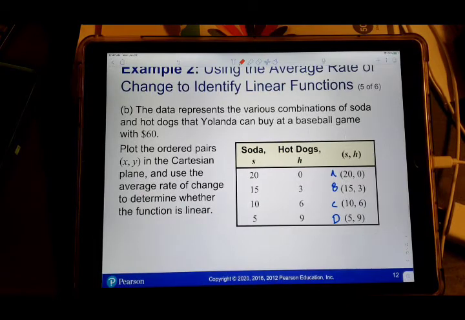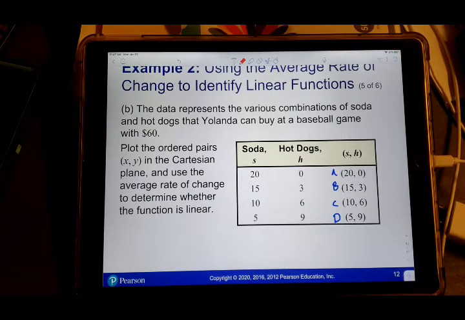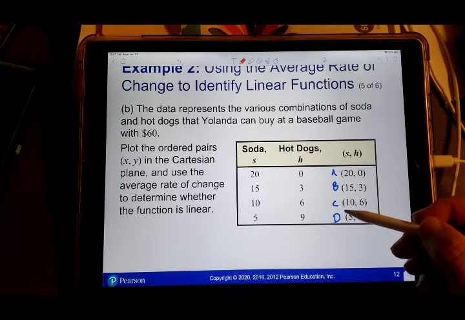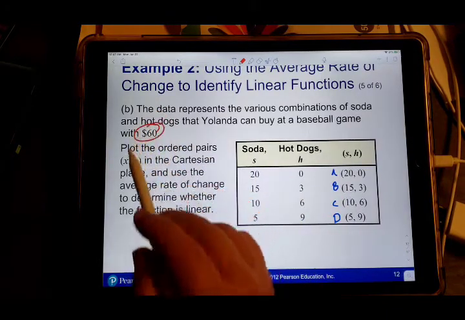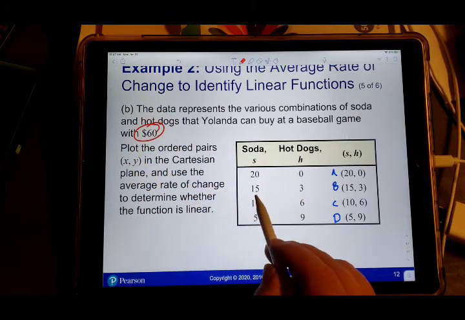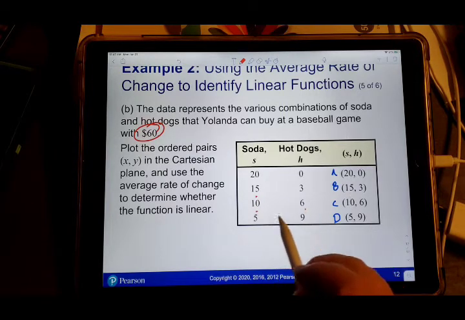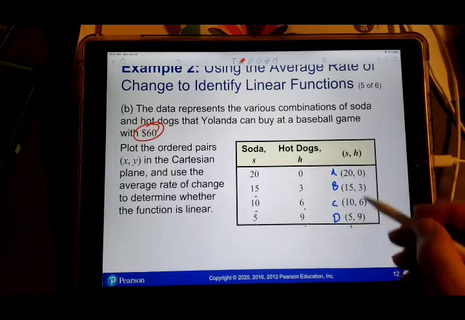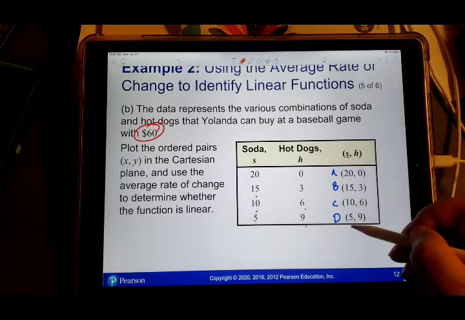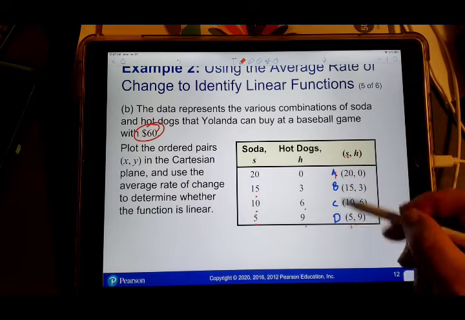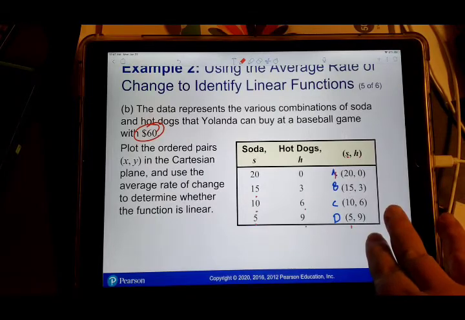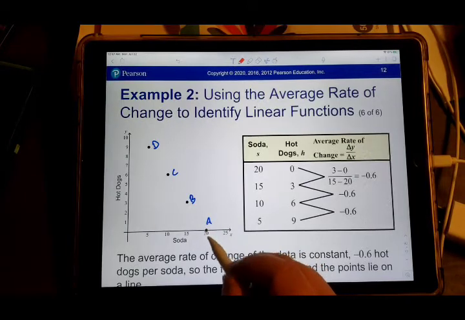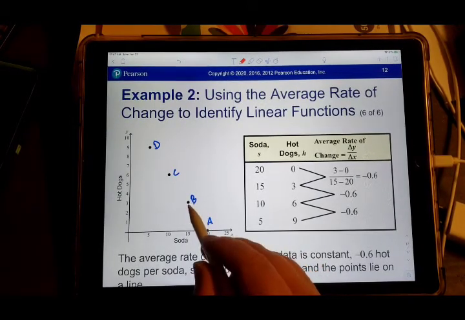All right, so we have another one that may or may not be a linear function. And they have this. I guess what they're saying is, what can you buy with $60? You can buy 20 sodas and 0 hot dogs, 15 sodas and 3 hot dogs, 10 sodas, 6 hot dogs, 5 and 9. And what they're doing is they put those in ordered pairs. Sodas, comma, hot dogs. So I put this A, B, C, D here so we can follow along. If we were to graph those points, point A would be here, where you had 20 sodas and 0 hot dogs. Point B, point C, point D.